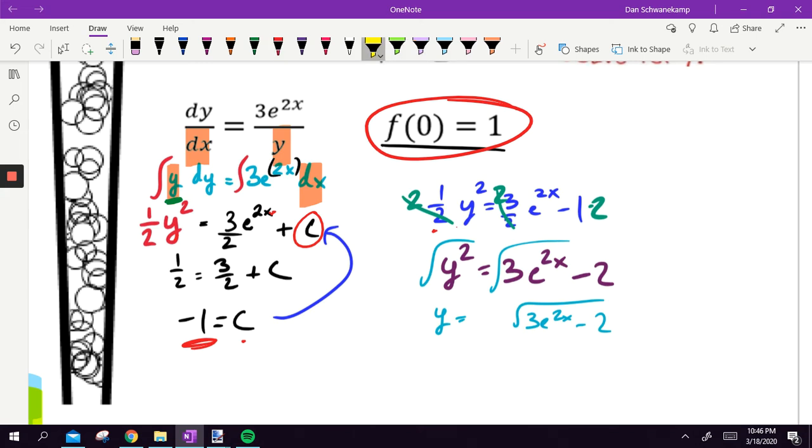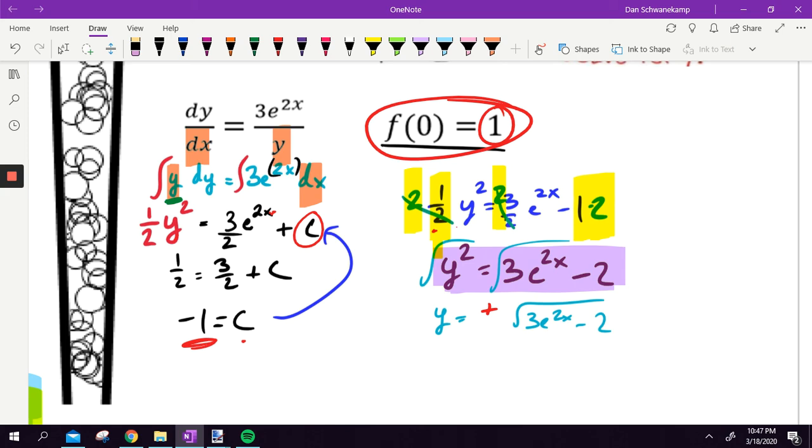I did not like this 2 on bottom here, this 1/2, so I multiplied everything in the problem by 2, which gave me a significantly easier problem here. Then I got rid of the square. When I got rid of the square, it was the square root of that whole thing. And in the end, we had to decide, is it positive or negative? This is our options. So we take 0, we plug it back in. If I plug in 0, I want to get a positive 1. Well, if I take a square root, it's always going to be positive. I want it to stay positive. That's why my answer is positive square root of 3e to the 2x minus 2.